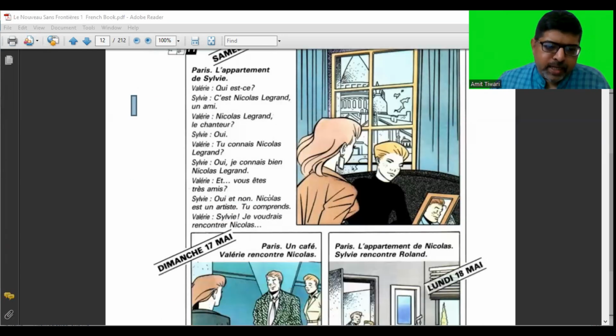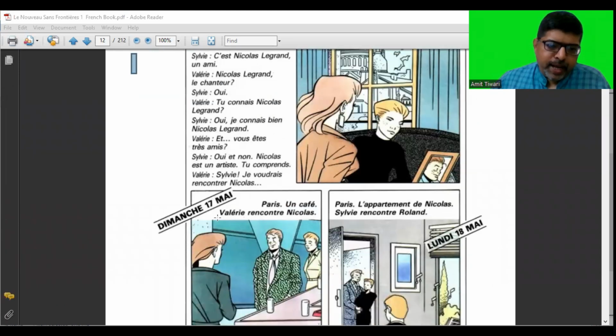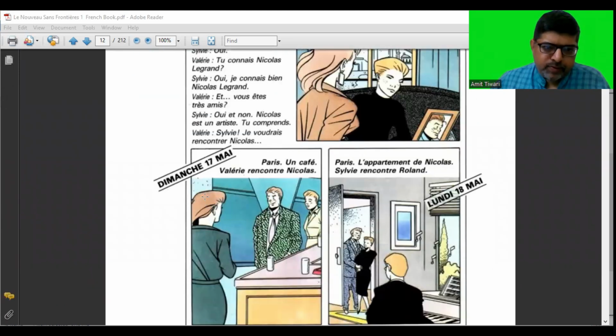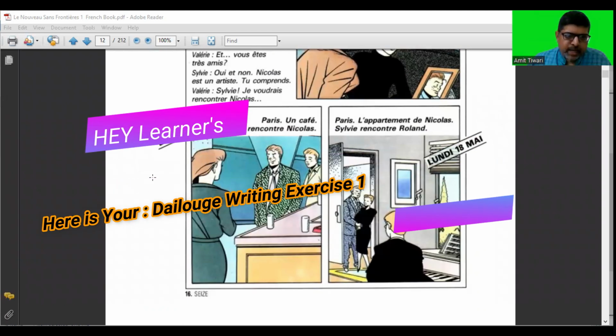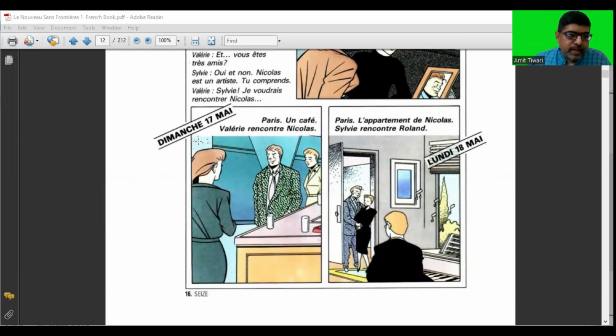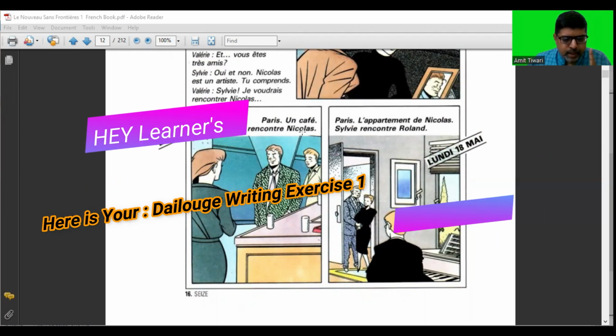So why don't you guys prepare some dialogues like this? Try to prepare a dialogue. Maybe it's an example, an exercise for you, this part. Once you are talking about dimanche, that is Sunday, 17 May, that is 17th May, à Paris, un café, Valegi rencontre Nicolas. That meant for at Paris, one cafe, Valegi meets Nicolas. So there are three individuals, two ladies, Valegi and Sylvie, and one that is called Nicolas. So why don't you make one scene, one exercise is there.